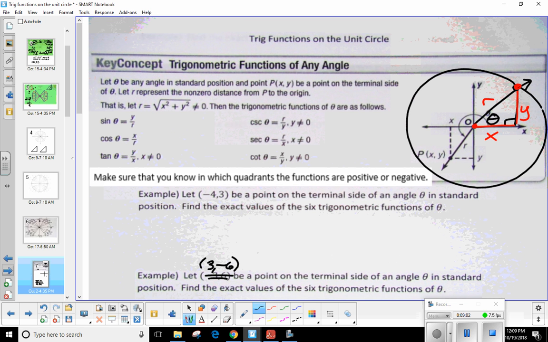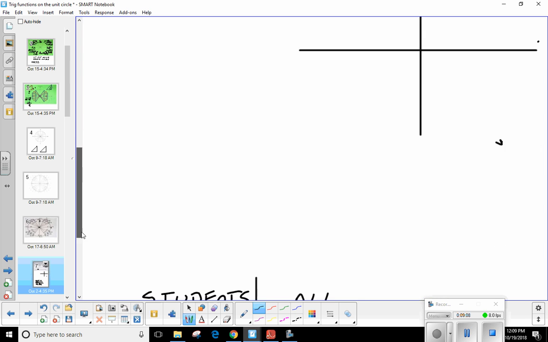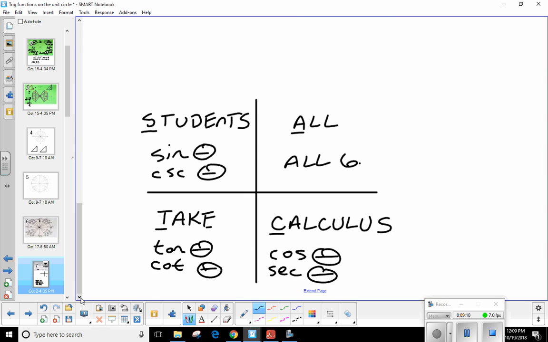Now, it does say make sure you know in which quadrants the functions are positive or negative. So let me come on down here and show you this. There's a quick and easy way to remember in what quadrants the trig functions are going to be positive. You just say: all students take calculus. The first letter of each word tells you what trig function is positive there. Now, the only exception is the A for all.